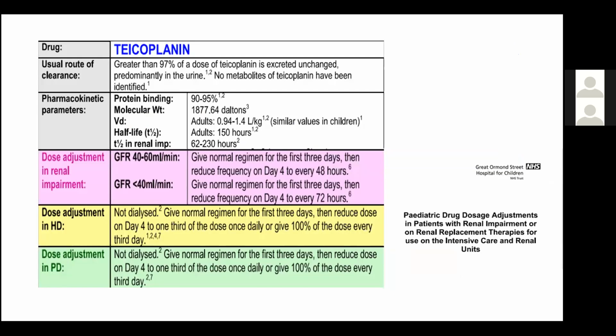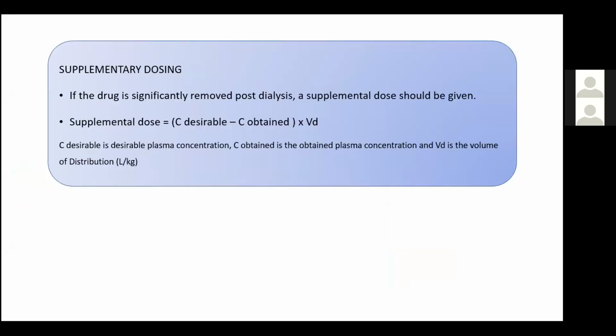Now, similar example for teicoplanin. So if a child is having a GFR of less than 40, for the first 3 days, we will give him a normal loading dose of maybe 10 mg per kg every 24 hourly. And then after the third day, we give the drug once in 72 hours. So this again ensures a steady drug levels in the blood.